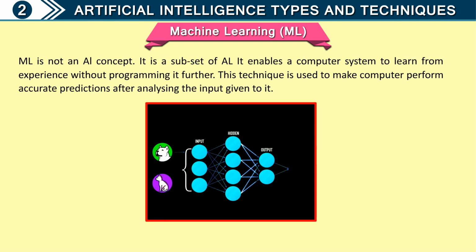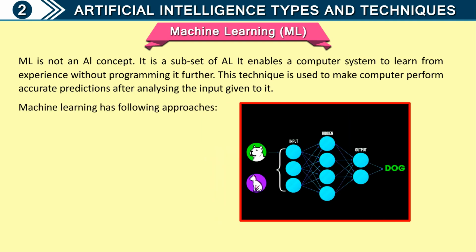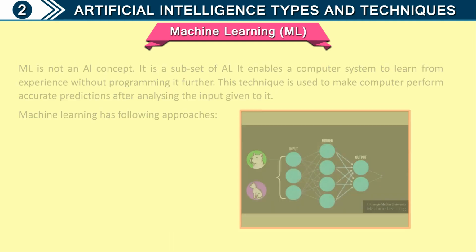Machine learning, ML. ML is now an AI concept. It is a subset of AI that enables a computer system to learn from experience without programming it further. This technique is used to make computers perform accurate predictions after analyzing the input given to them. Machine learning has the following approaches.